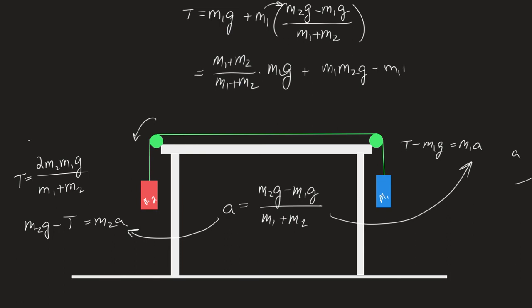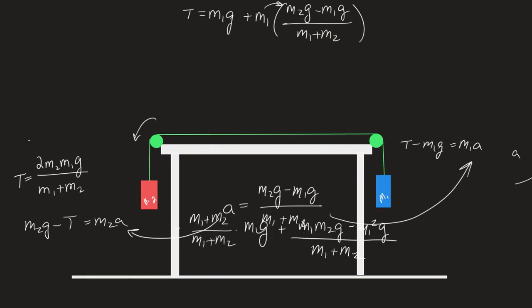m1 m2g over, oh, I'm sorry, I made a boo-boo, m1 squared g over m1 plus m2. There we go. So I just distributed the m1 in there. Still pretty ugly, isn't it? But you've at least got common denominators now.